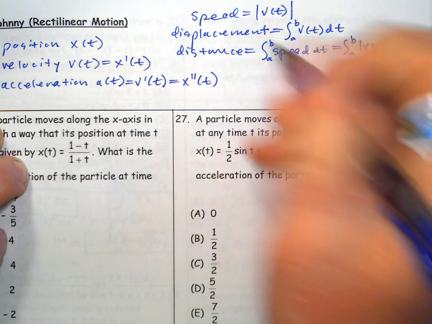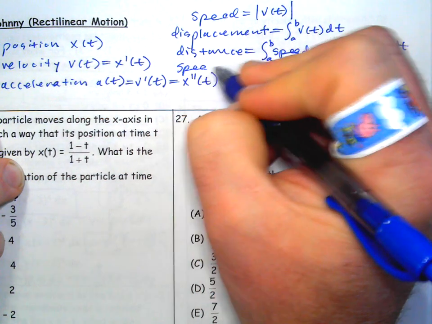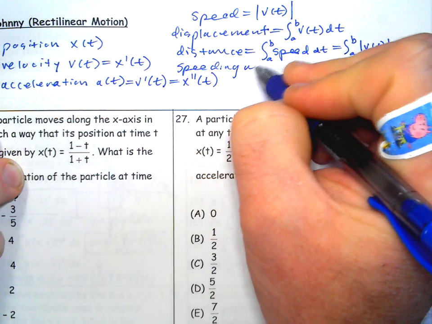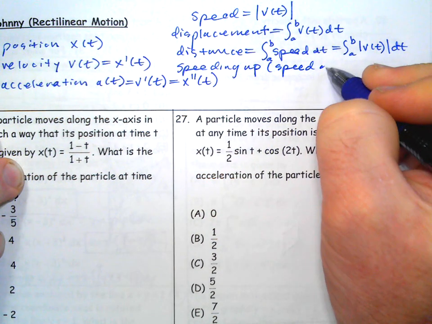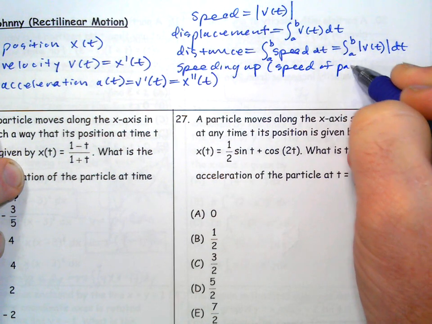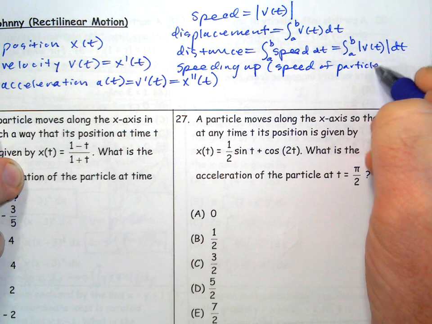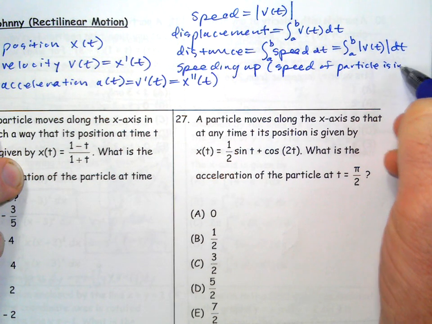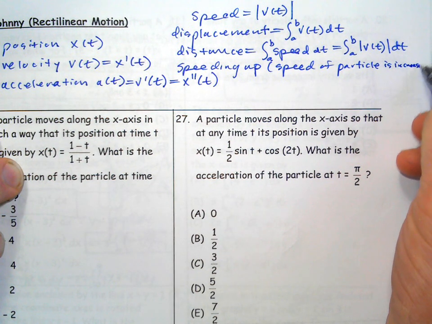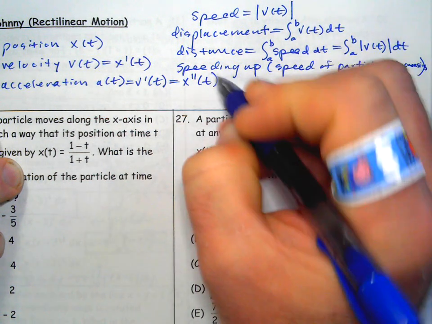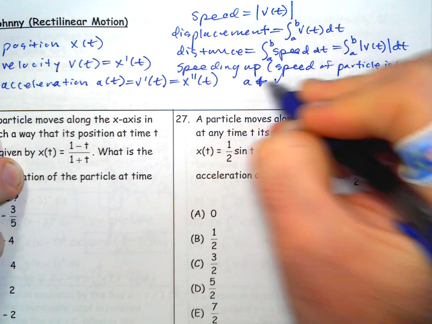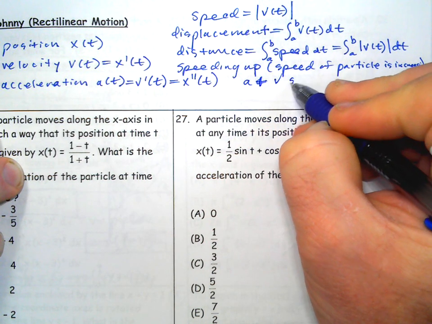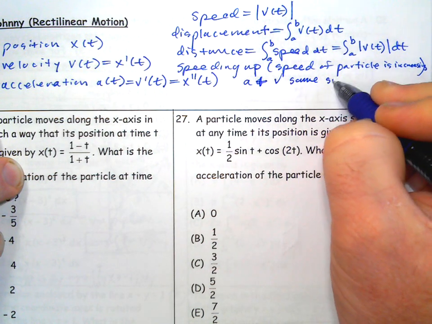We have speeding up, which sometimes they say the speed of the particle is increasing. That means speeding up. Acceleration and velocity need to have the same sign. They have to be working together to speed up.